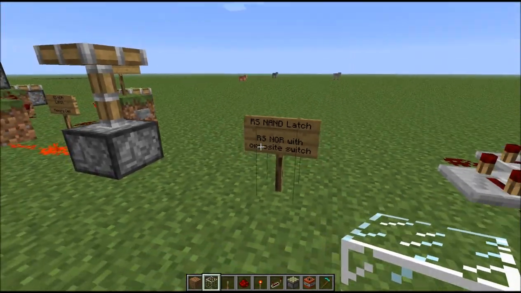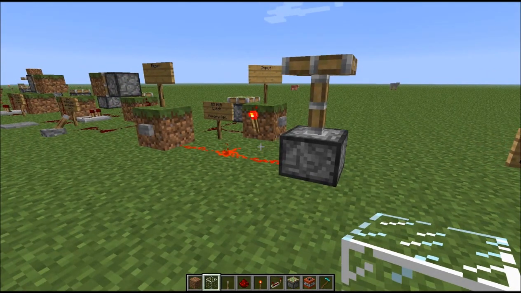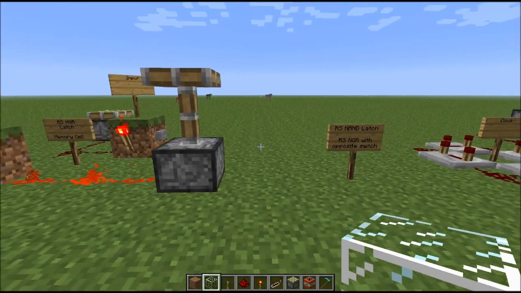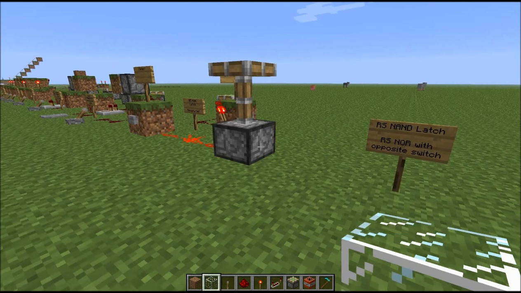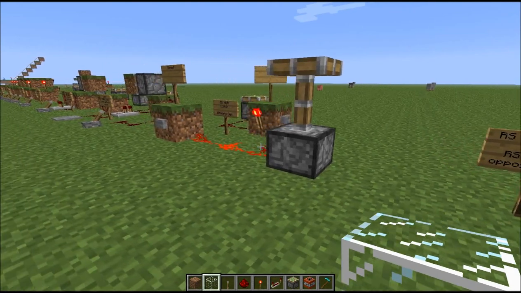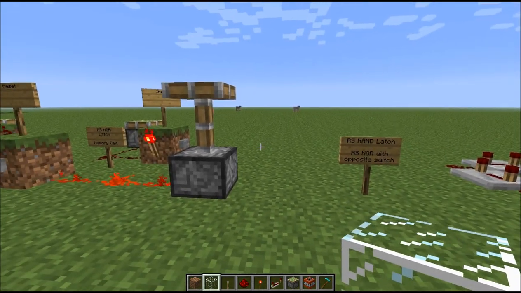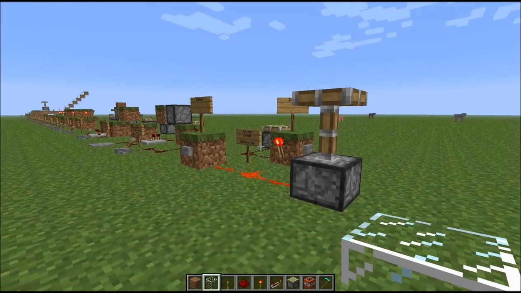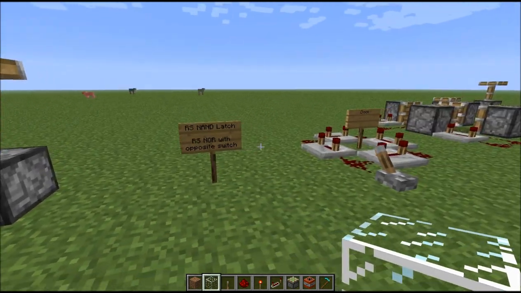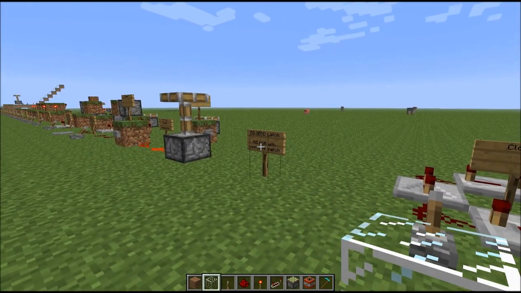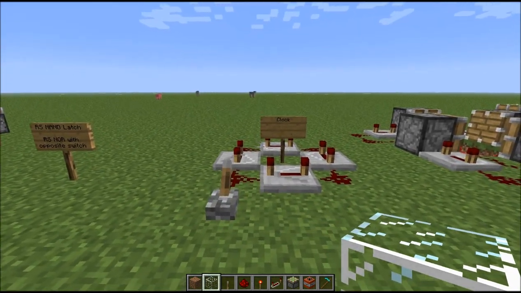The next is an RS-NAND Latch. It's basically an RS-NOR latch with a switch on it. It's not really that useful in Minecraft, to be honest, and it's pretty much not worth the effort it takes to build one, since it's a lot more complicated than an RS-NOR latch. You can just look on the Minecraft wiki to figure out what that thing does.